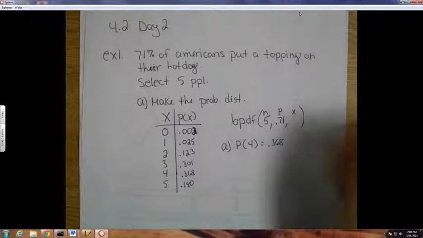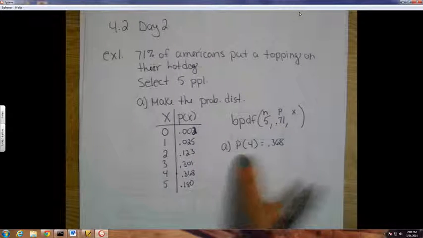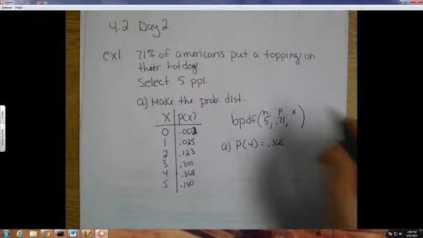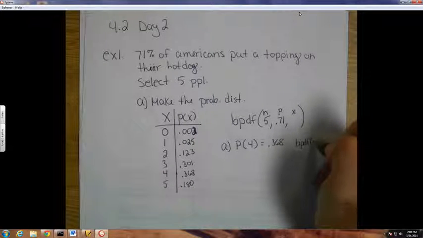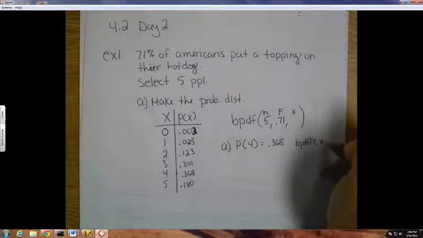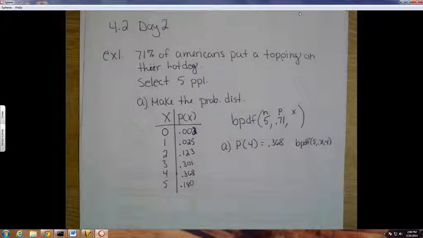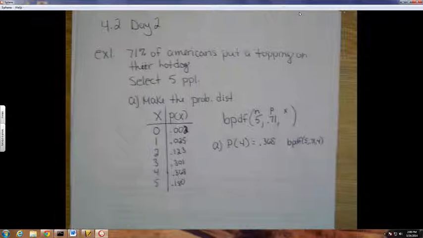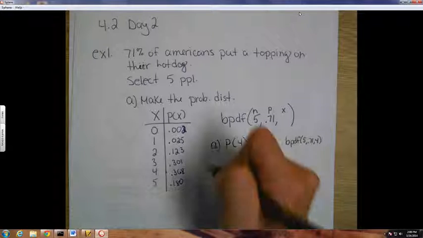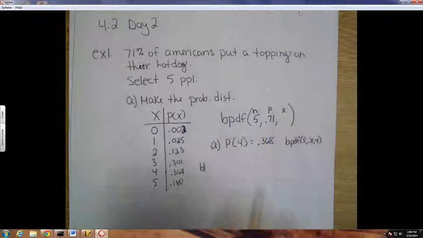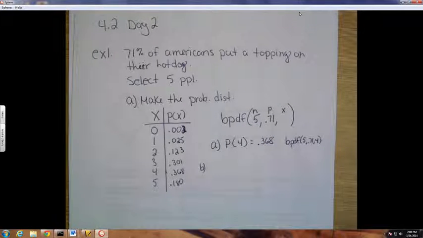Would I have had to make the whole table if that was the only question I asked here? I would have done binomial PDF 5, .71, and I would have stuck the 4 in there and gotten that 1 probability only and moved on. What if it was the probability of 4 or 5 or something? You'd have to do it twice, but I'm going to show you something right now.